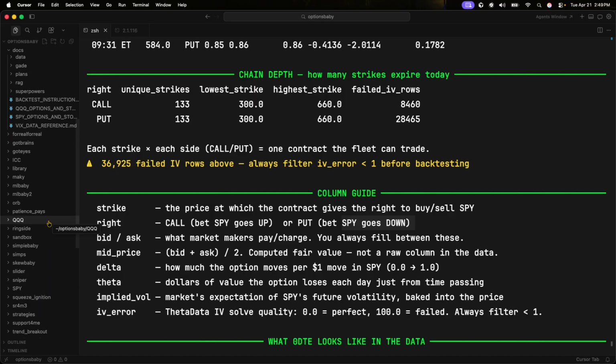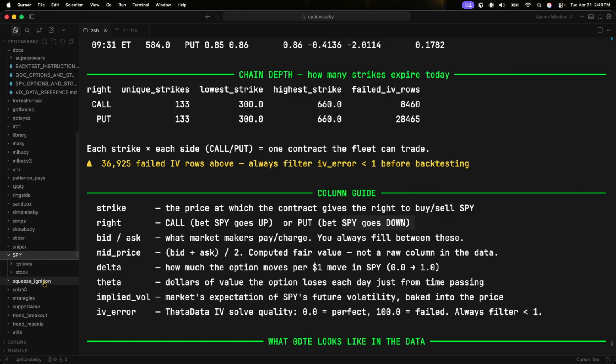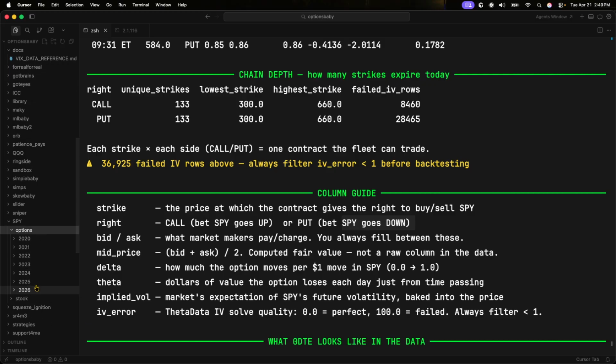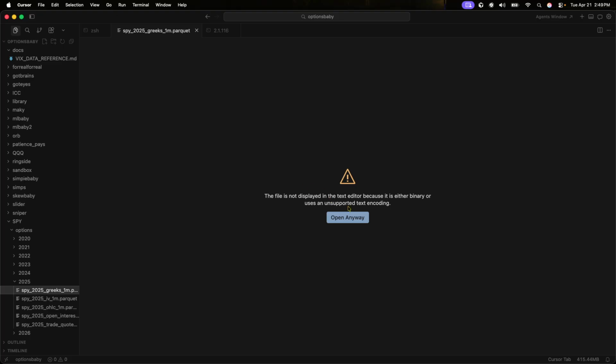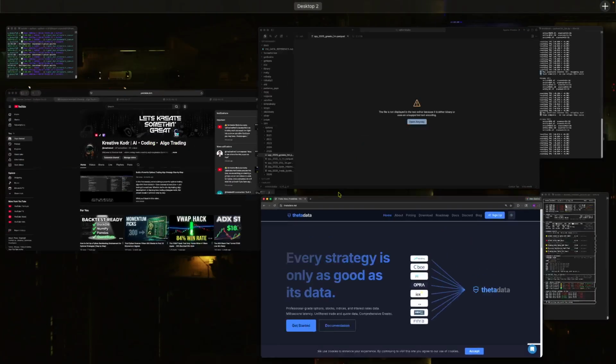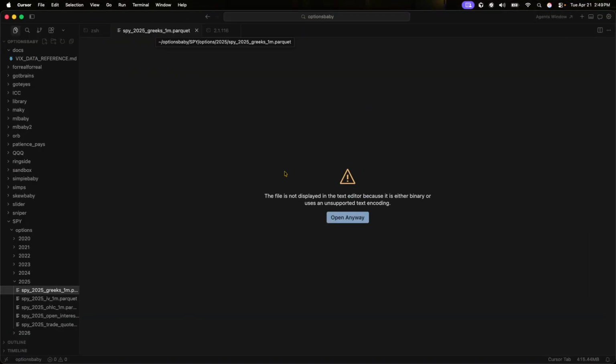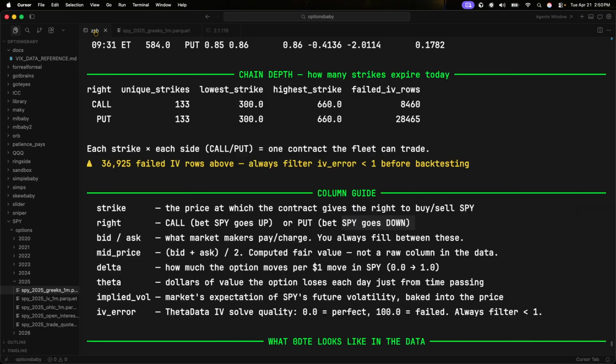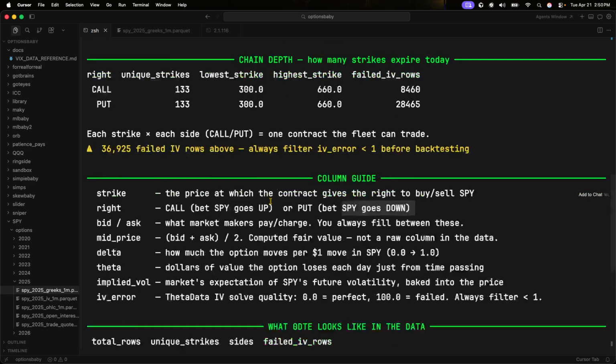And what's the difference between a parquet file and a CSV? A parquet file just makes it a lot easier for the computer to actually run, right? So right now, if I open this parquet file from 2025 Greeks, now remember I get it from ThetaData, we're not going to be able to see it, but once we actually run it in a back test, it makes it a lot easier for the computer to see it.